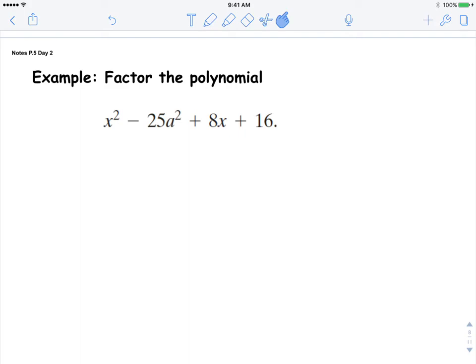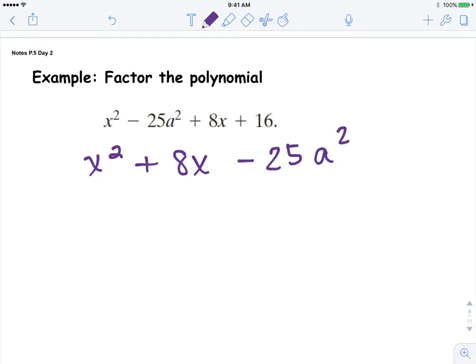Next example, there isn't a GCF in this, and there are four terms. So the hint for four terms is to try and group it. So if I group these two terms together, there isn't anything in common, but if I rearrange the terms, so something like x squared plus 8x minus 25a squared plus 16.